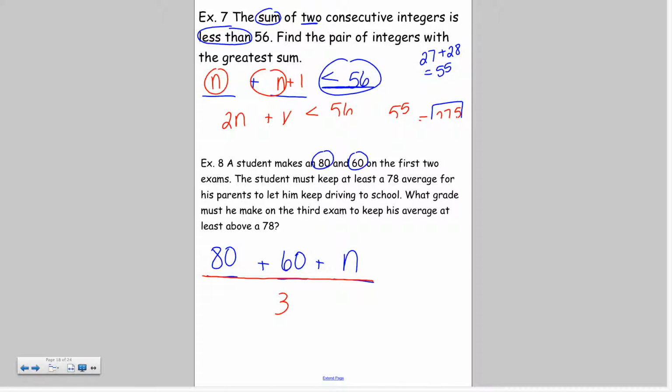So in other words, 78 is the lowest. Don't get confused about the inequality. That's really not the important thing right now. We just want you to be able to set up the equation and solve it.